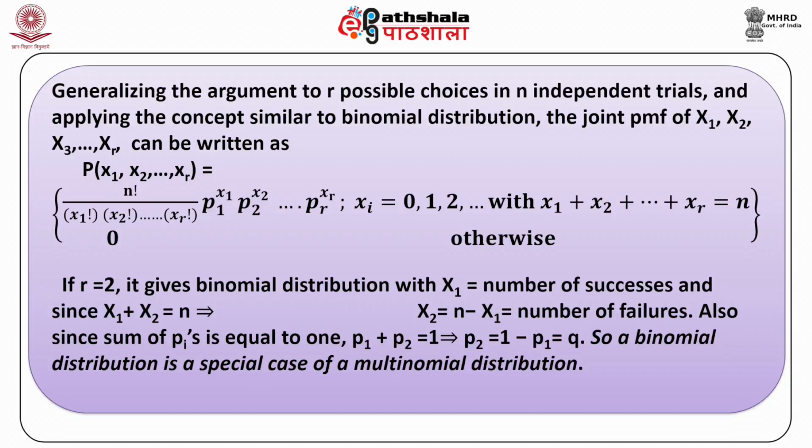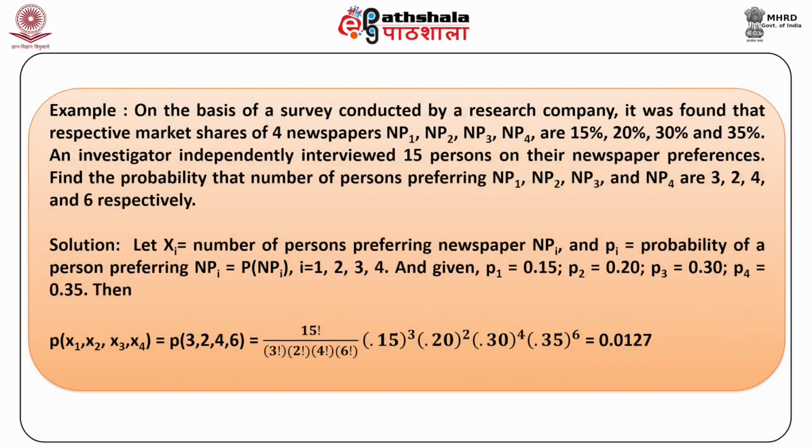So if r is equal to 2, it gives the binomial distribution with x1 equal to the number of successes, and since x1 plus x2 is equal to n, x2, which is equal to n minus x1, becomes the number of failures. Also, since the sum of the pi's is equal to 1, p1 plus p2 in that case will be equal to 1, and p2 will be equal to 1 minus p1, equal to q. So we may say that a binomial distribution is a special case of the multinomial distribution when r becomes equal to 2. Let's take an example.